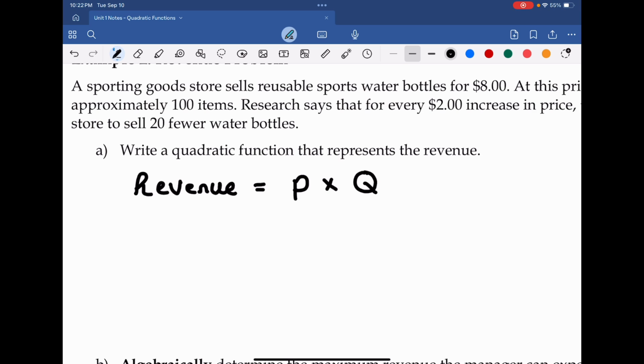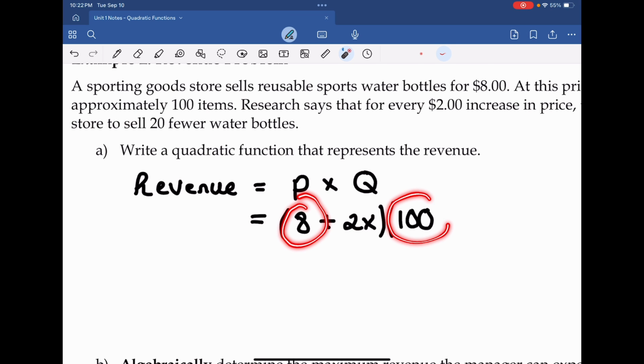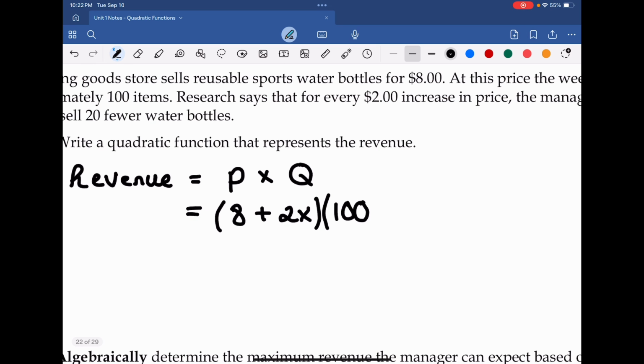Now for this one, they specifically tell us we are going to have the following. It was originally $8, but then market research says if we increase the price by $2, we're going to sell 20 fewer. So what we're going to do is write it as positive 2x, and I'll explain what that x means in just a second. We're going to deal with the quantity. They sell 100 units originally at that $8 price. That was the benchmark. But they say for every $2 increase there is, we're going to subtract away 20 more bottles. Now, what does x mean in this situation?